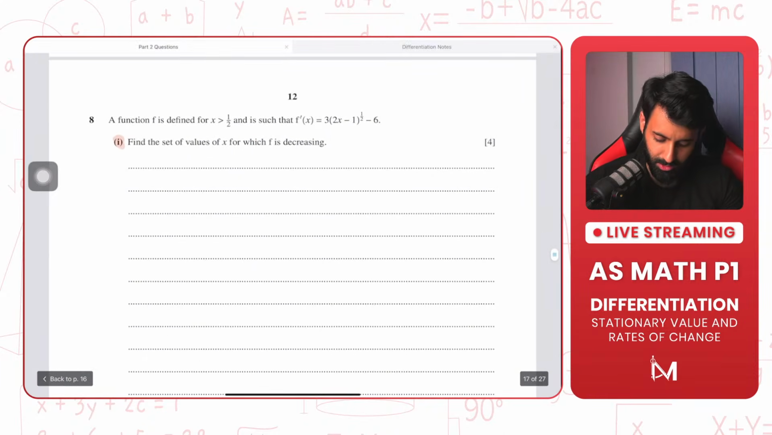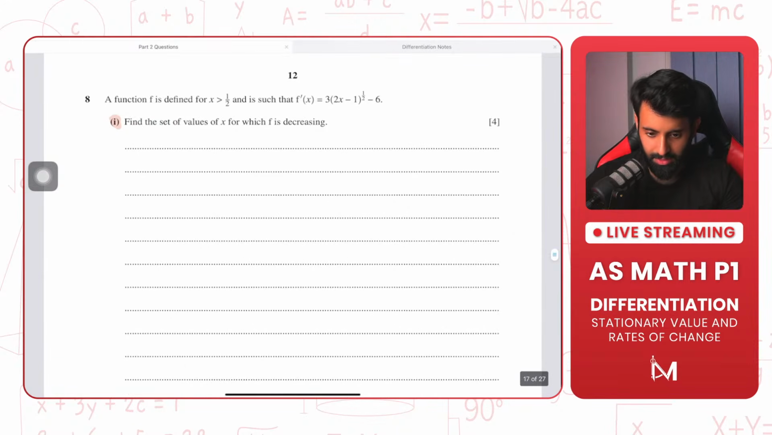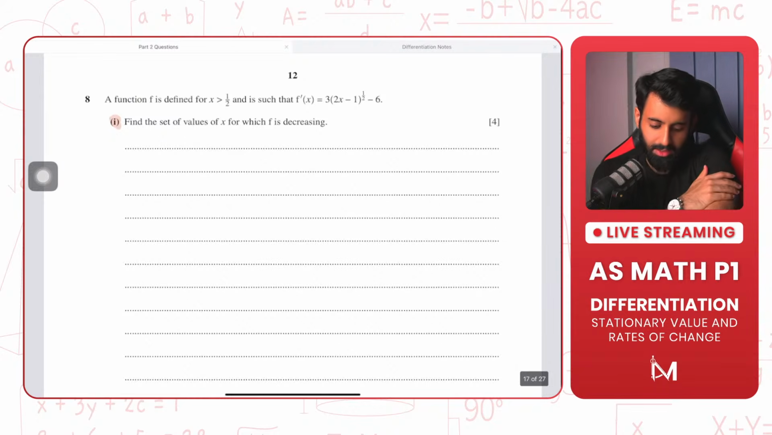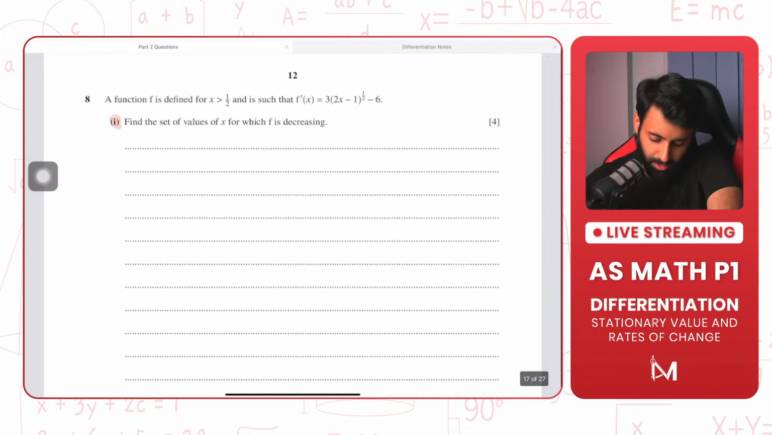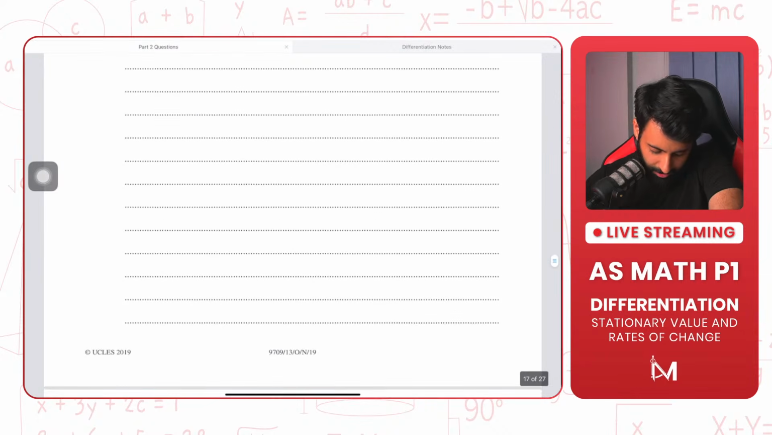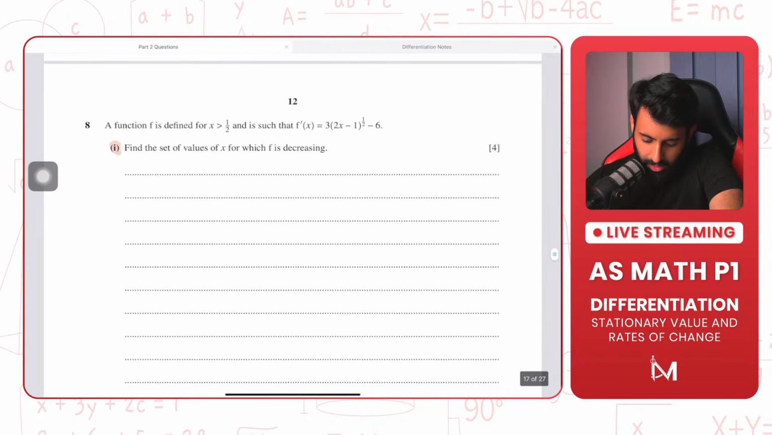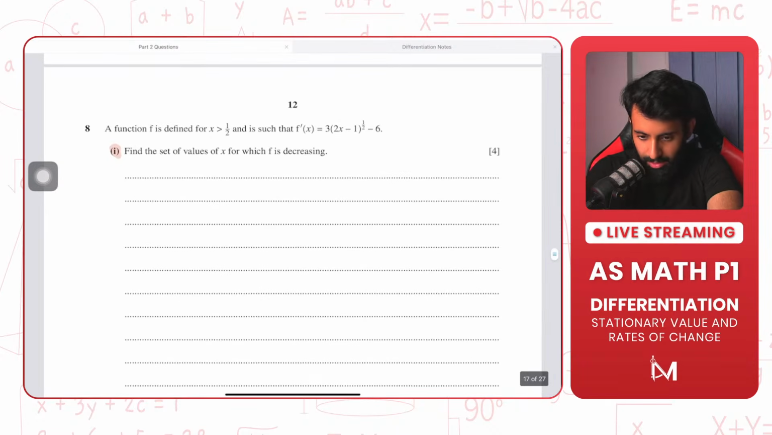Okay, let's do this question. So it says here, a function f is defined for x is greater than half. And then it says such that f prime of x, so that means we already have the differentiated version. So you don't have to differentiate it yourself, you already have it. And this, by the way, is from October-November 2019, paper 1, variant 3. So fairly recent, not that old. Then it says find the set of values of x for which f is decreasing.